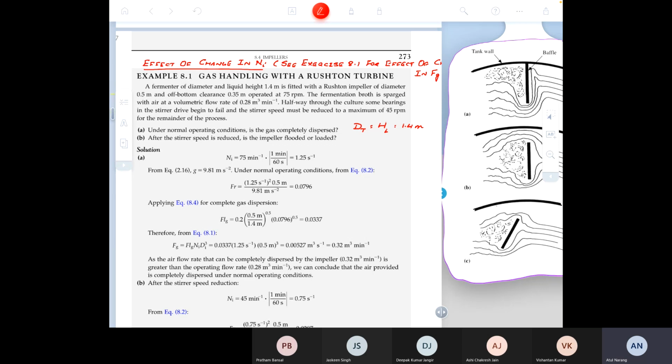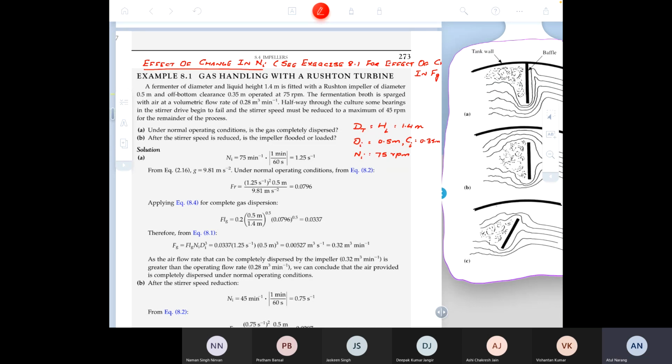They also tell you that it's a Rushton impeller of diameter 0.5 meters and off bottom clearance 0.35 meters, operated at 75 RPM. So they have given you the impeller diameter D_I as equal to 0.5 meters, and the off bottom clearance, what we called C_I, is given as 0.35 meters. And then they also tell you that it is operated at the speed 75 RPM, so N_I is given to you as 75 RPM. Okay?